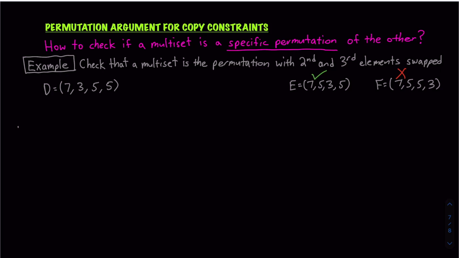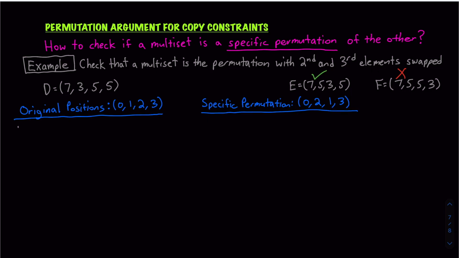Let's write the permutation we want in numbers, relative to the original multiset. Our original multiset is D, which equals 7355, and we label the positions in ascending order as 0, 1, 2, 3. This gives us a clear reference for defining the permutation. We want to check a permutation that swaps the second and third elements, so the desired permutation is 0, 2, 1, 3. Now we'll enhance each element by putting it into a tuple with its position. For the original multiset D, we create a new multiset D prime of these tuples: (0,7), (1,3), (2,5), (3,5).